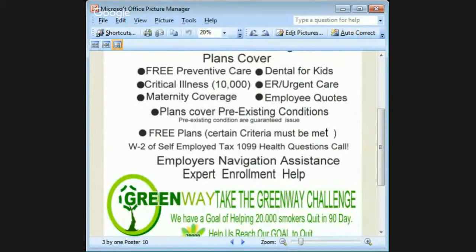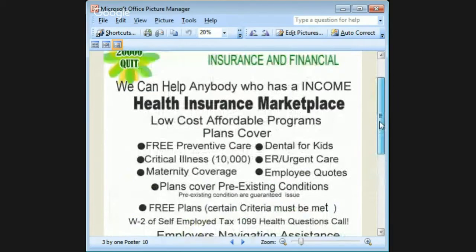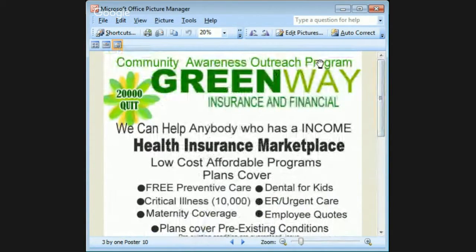Okay, let's go over this flyer. This is the flyer that we're passing out. You should see some of these in Kansas City this upcoming week. This is a flyer of the flyers that we pass out. At the top, if you can see it, it says community awareness outreach program, because that's what we're doing. We're letting all of our neighbors know, all of the people in our communities know that it's time to get our health care checked out.